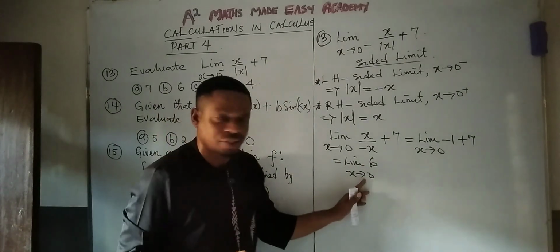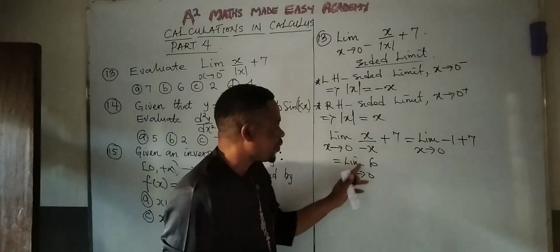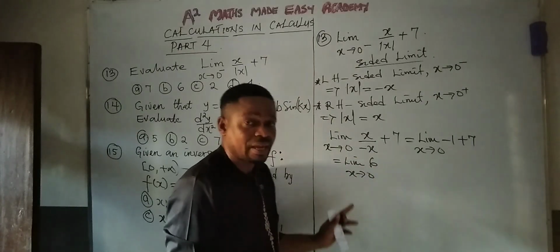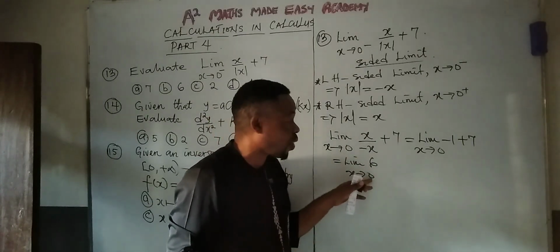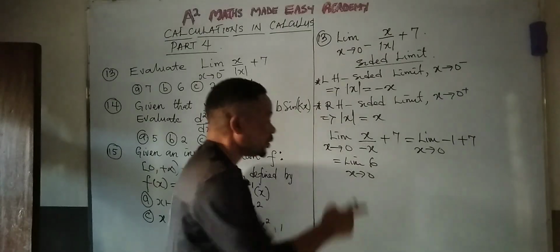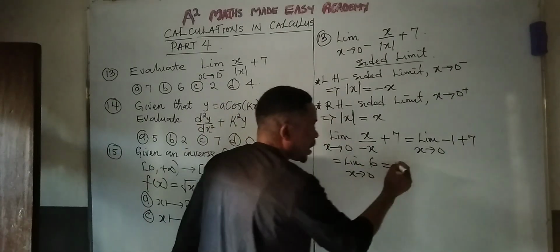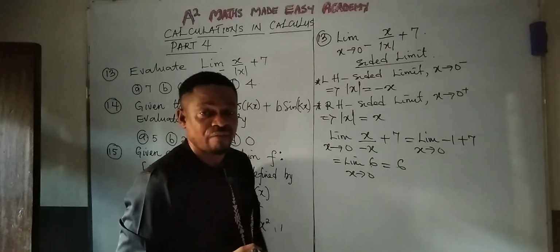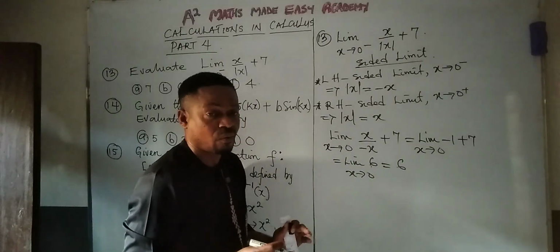There is a condition. Anytime you have a constant limit, the law says as far as x approaches 0, the result of the limit is the constant. And what is the constant? 6. Have I made myself clear? That is the final answer.